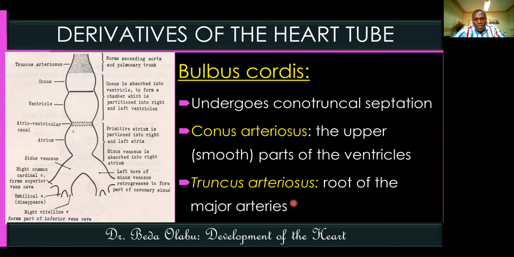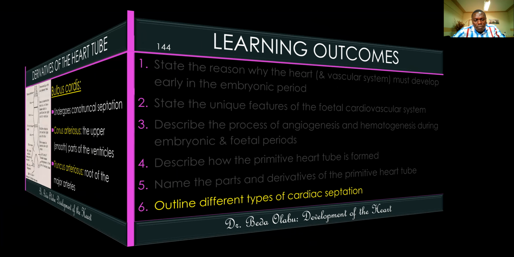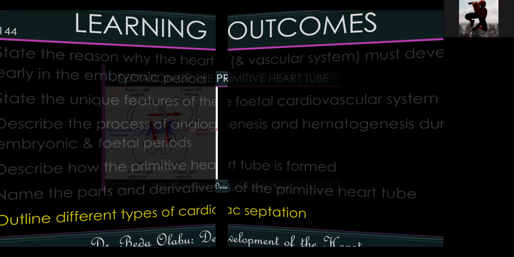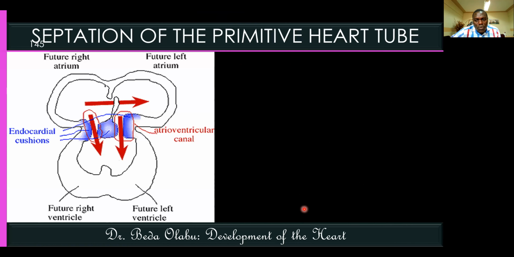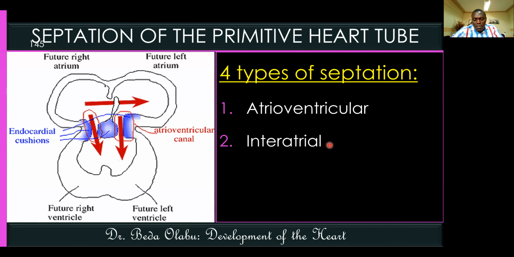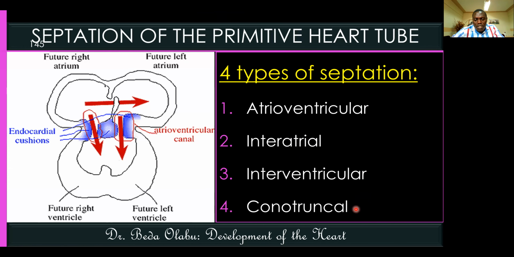Those are the derivatives of the primitive heart tube. I now want to talk about the different types of septations in the heart so that we get those four chambers of the heart. There are four types of cardiac septation. We have what we call atrioventricular septation, interatrial septation, interventricular septation, and conotruncal septation.